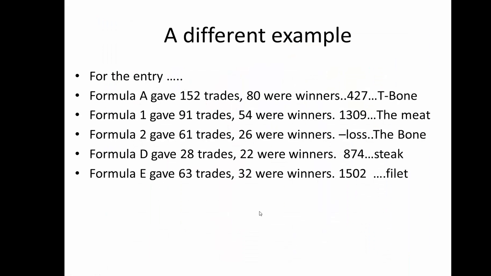Okay, so here's a different example. One of the things that we look at when we develop a trading system is the entry, right? So looking at the entry, in one particular case, we had 152 trades, 80 were winners. Hey, more than 50%, looks good. And 427 was the average win/loss per trade, so that was good. And this is kind of like looking at the whole steak.